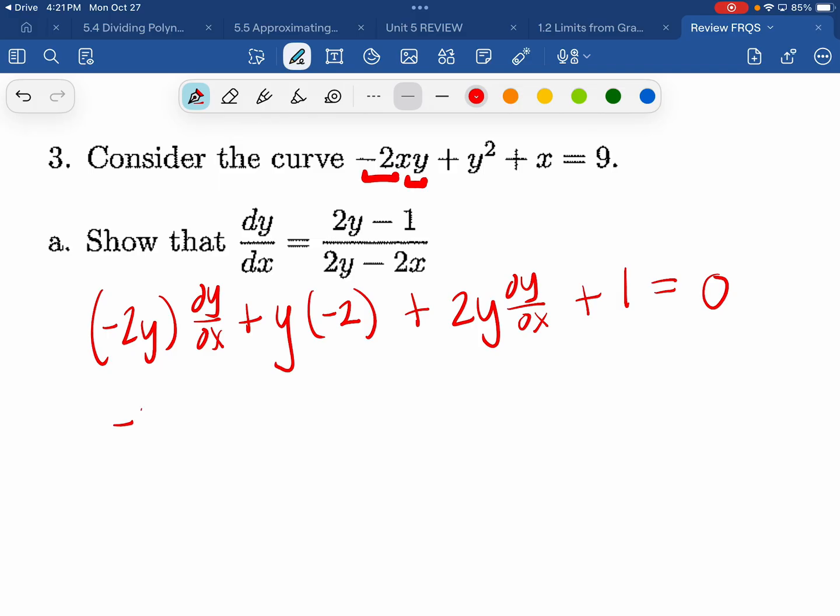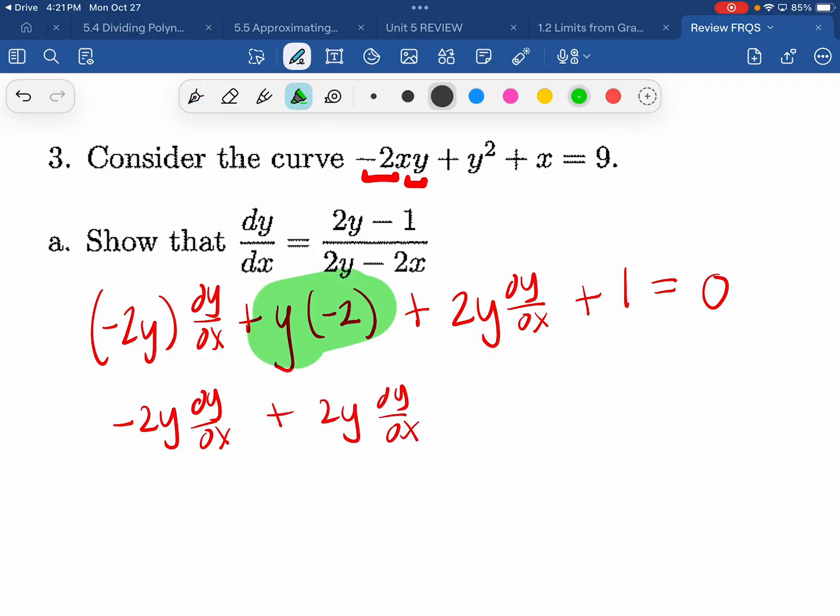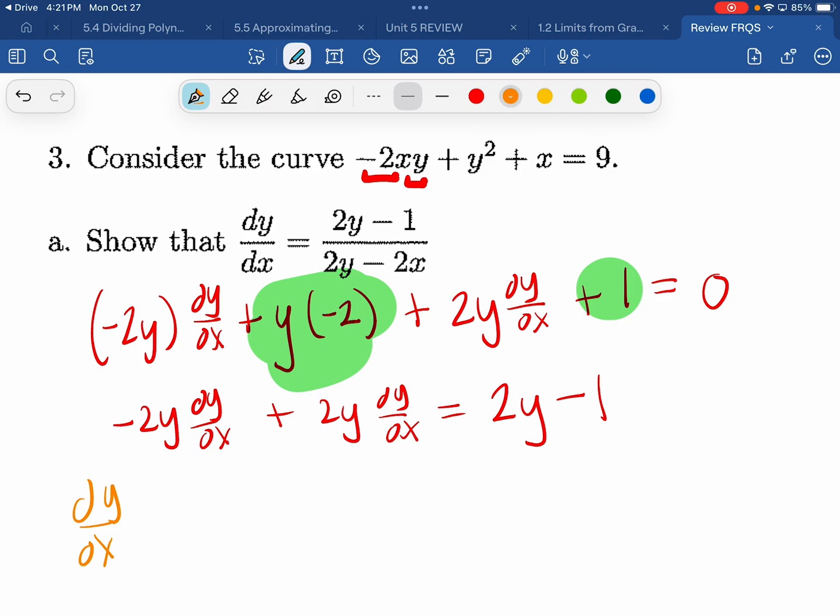Anything that has a dy/dx is going to stay over here on the left. Anything that does not is going to get moved to the right. So this term is moving and the +1 is moving to the right side. That's going to give me positive 2y minus 1. Then I can take a dy/dx out and I'm left with negative 2y.